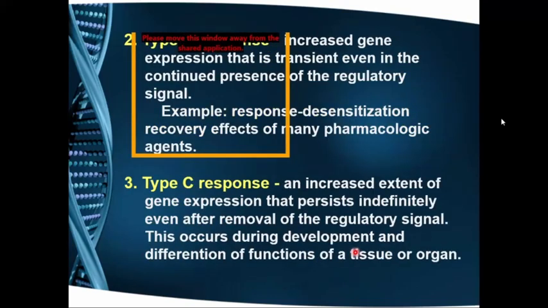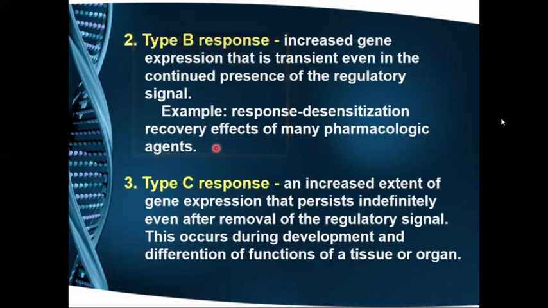Then you have the type B response. Increased gene expression that is transient, even in the continued presence of the regulatory signal. Example: response desensitization, recovery effects of many pharmacologic agents. And this is the explanation for drug tolerance.